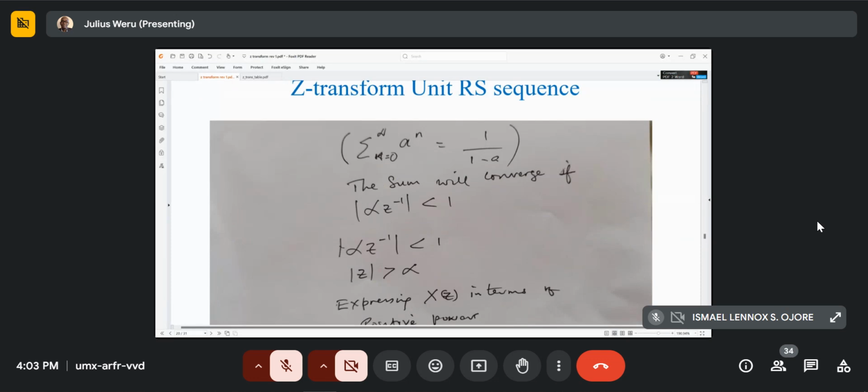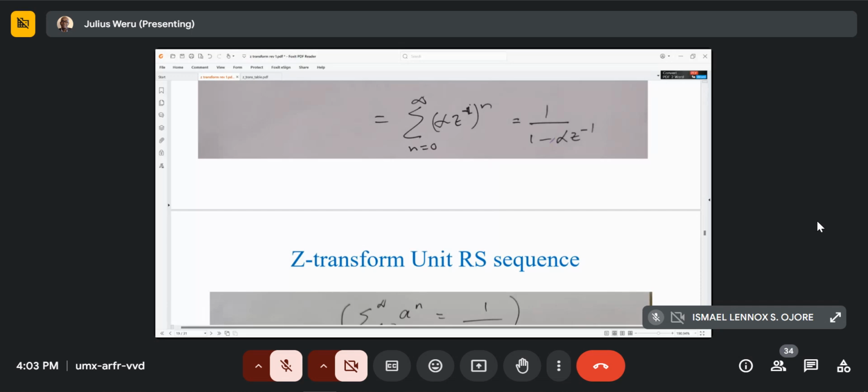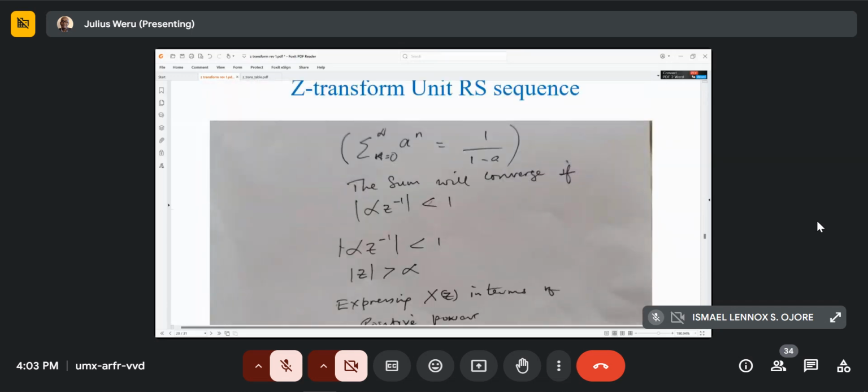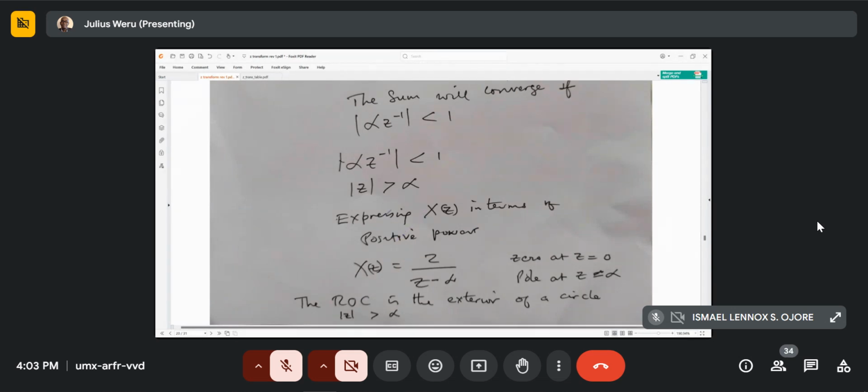The sum will converge when this is less than 1, which means that the magnitude of z is greater than alpha. Expressing X of z in terms of positive powers, we have X of z equal to z over z minus alpha. So there is a zero at z equals 0, and a pole at z equals alpha. And the ROC is the exterior of a circle.